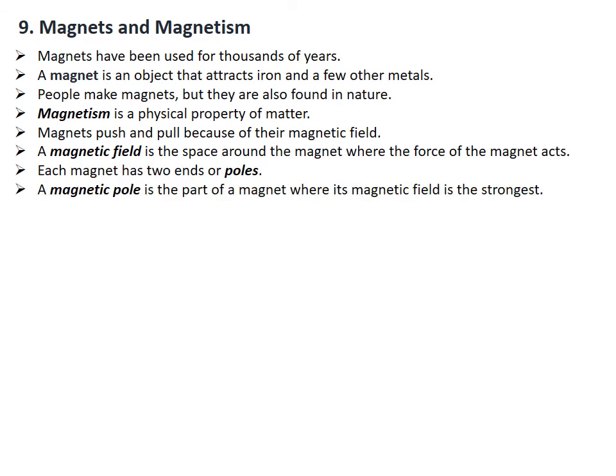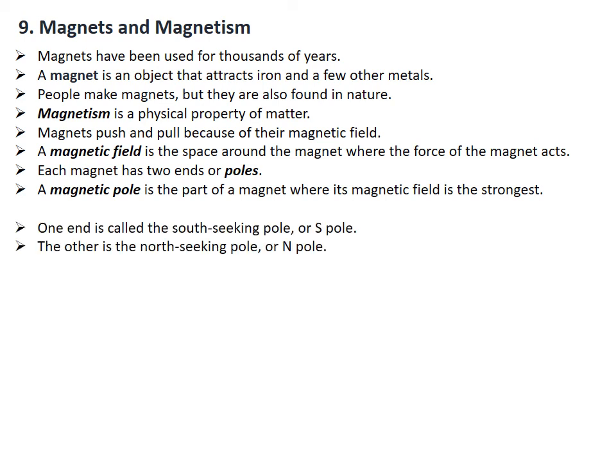We have to know that each magnet has two ends or poles. A magnetic pole is the part of a magnet where its magnetic field is the strongest. Now, one end is called the south-seeking pole or S-pole. The other is the north-seeking pole or N-pole.